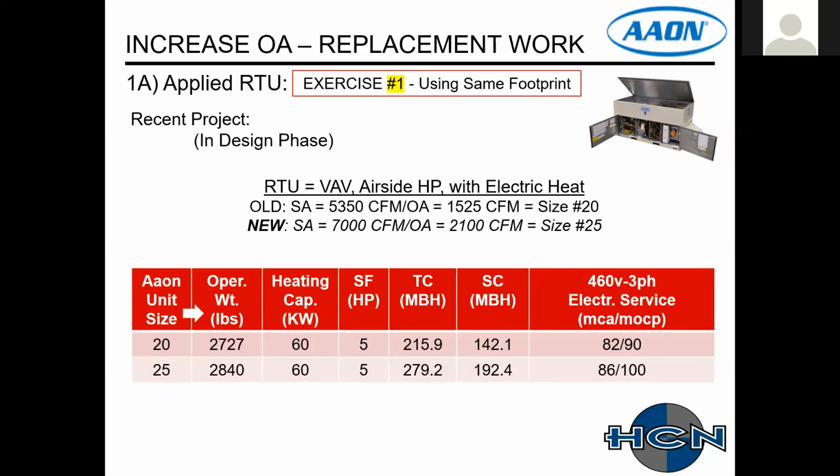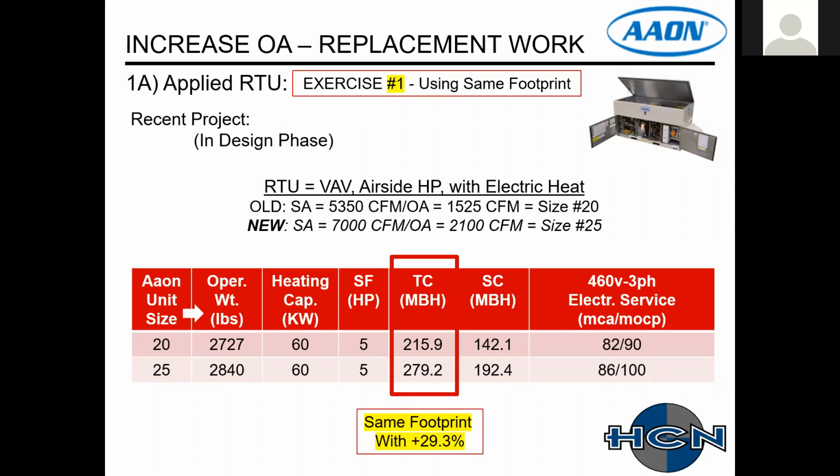So I've taken the same chart as before where I had the operating weight, the heating capacity. I've added just the cooling capacity as well as the supply fan and then the electrical service, all right? So increasing from a 20 to 25 with the same footprint, I was able to provide almost an additional 30% additional cooling, all right?